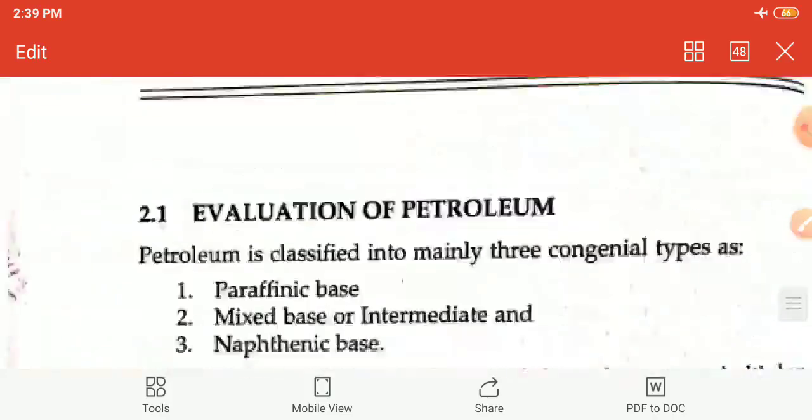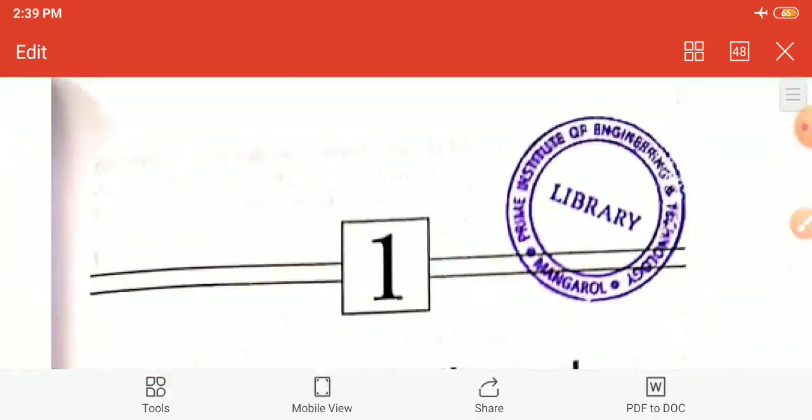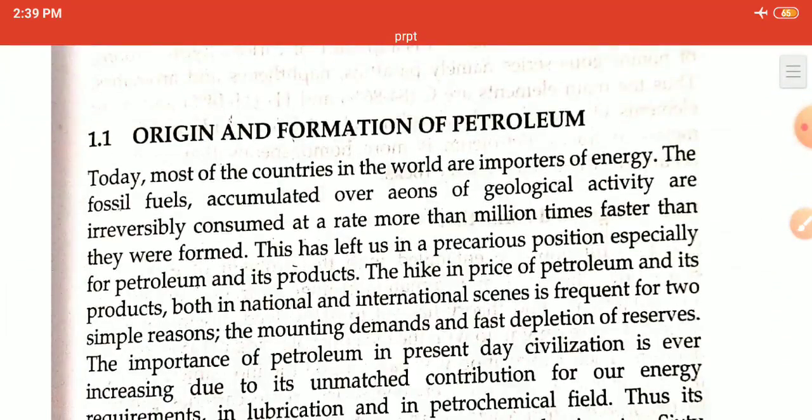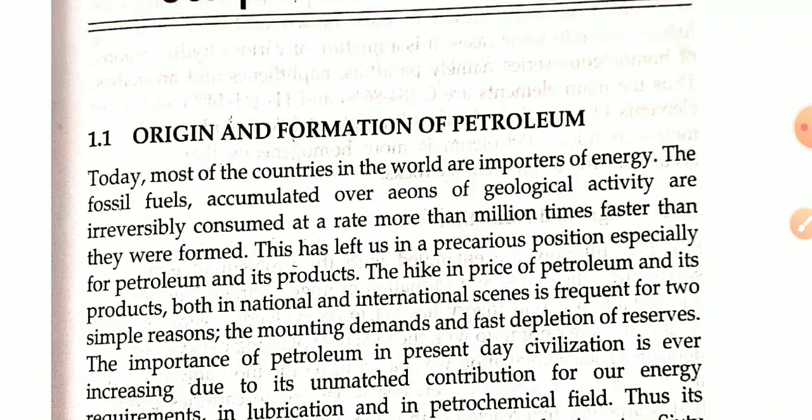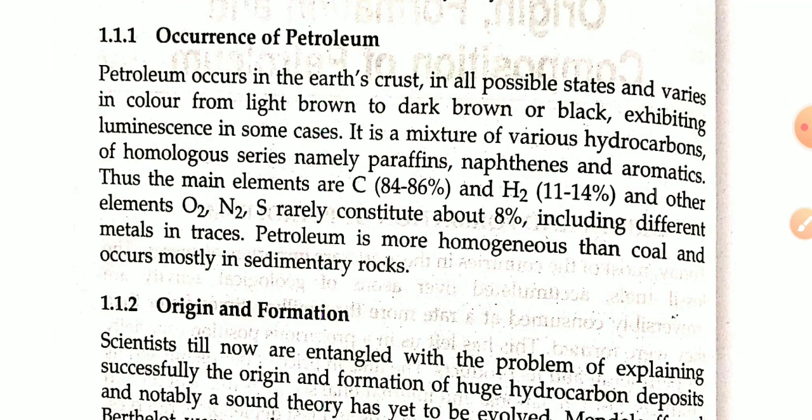Now the revision part, all these points. First we will start with origin and formation, which we have already seen. Occurrence of petroleum, theoretical part.